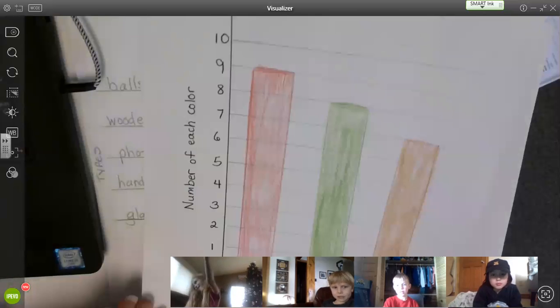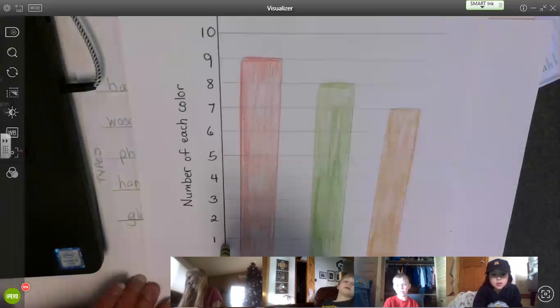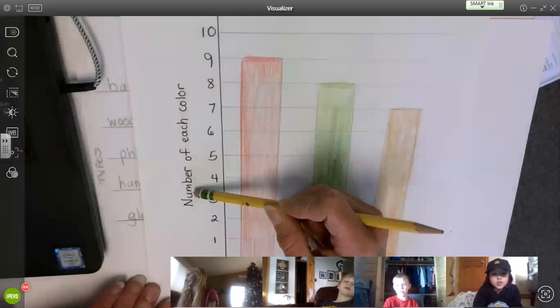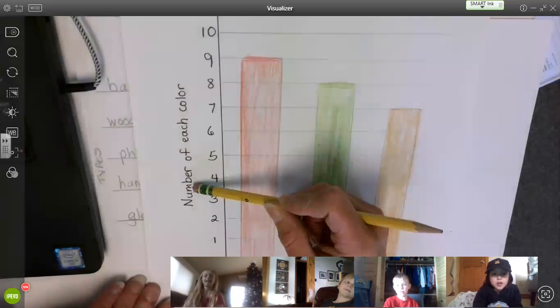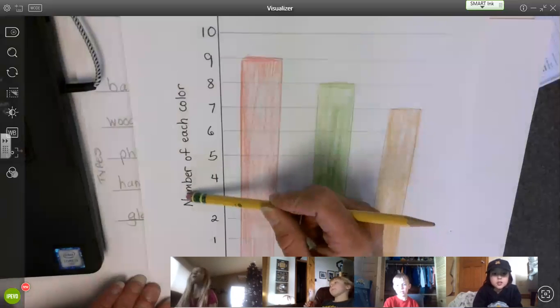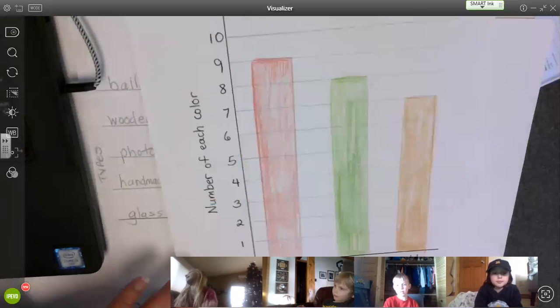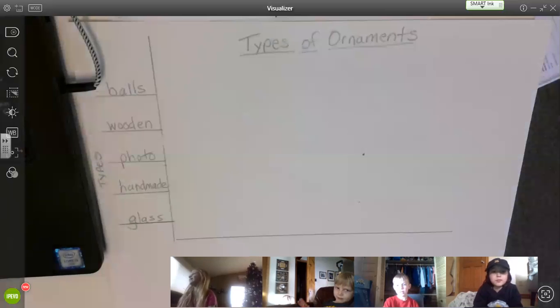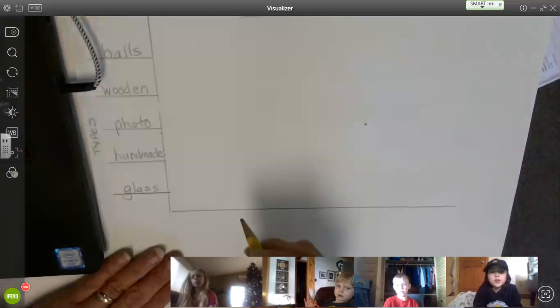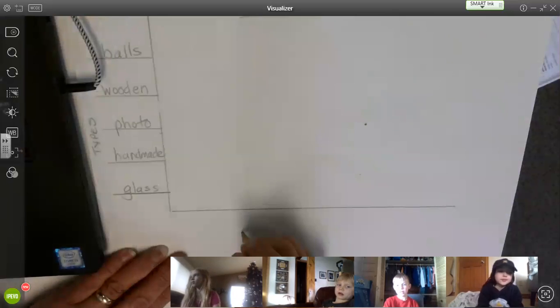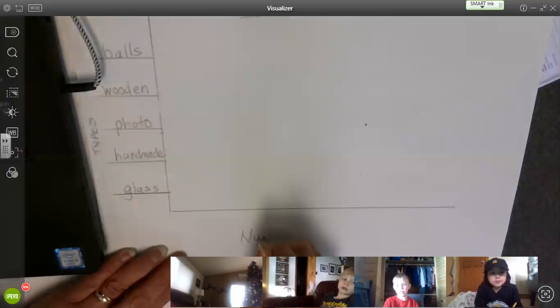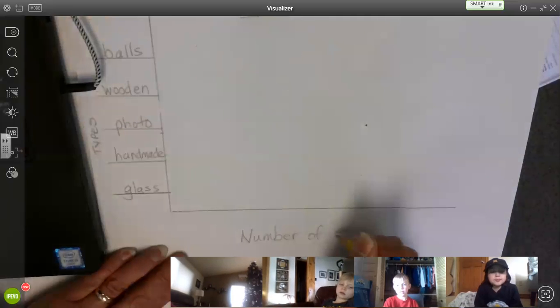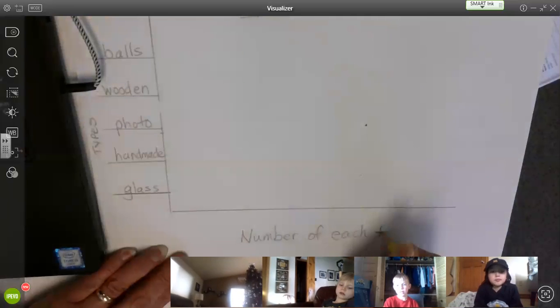What do we have on the side here? Archer. Captain Cookie. Cloud. The numbers. Yeah, the numbers. So along the bottom, we're gonna write the number of each type. Now, we have to figure out what we're going to count by.